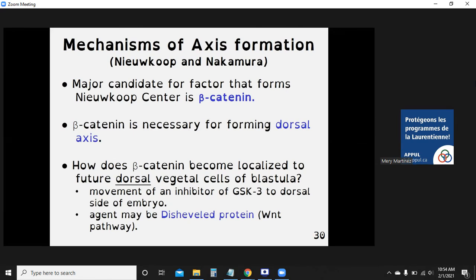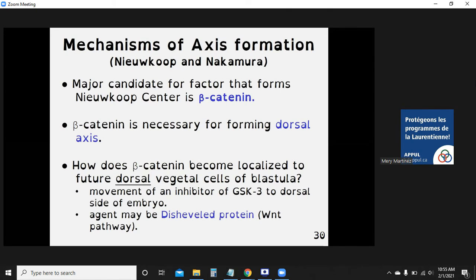So, beta-catenin is necessary for the formation of the dorsal axis, which is really important here. If we do a depletion of beta-catenin transcripts, we're going to lack all dorsal structures in that embryo. Conversely, if we inject beta-catenin into the ventral side of the embryo, we're going to induce a second organizer and then a second axis. So how does beta-catenin become localized in that vegetal section?